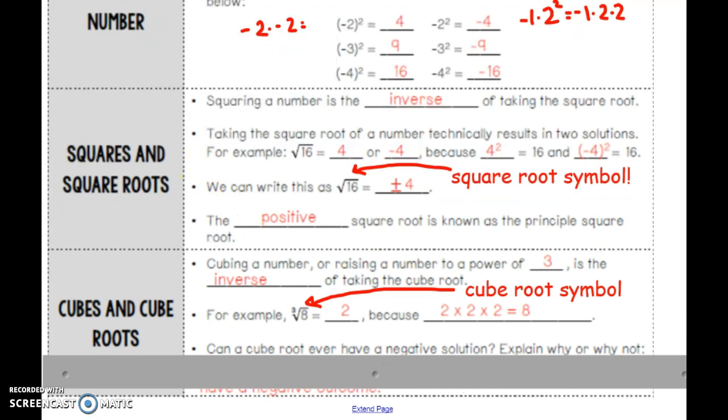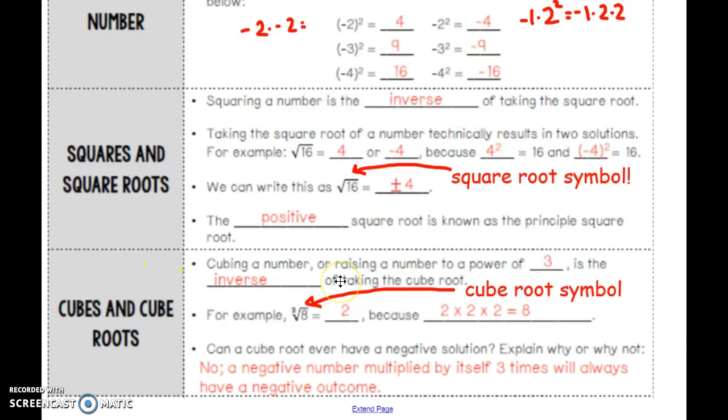Now for cubed roots. Cubed roots, or cubing a number, is the power of 3 when we raise a number to the power of 3. The inverse, or the opposite, is taking the cubed root. So what you'll notice between square root symbols and cubed root symbols, the square root symbol kind of looks like the old division sign that you used when you did long division, but it's got this little tail stuck to it. You kind of have the same symbol, but there's a little 3 in the corner.